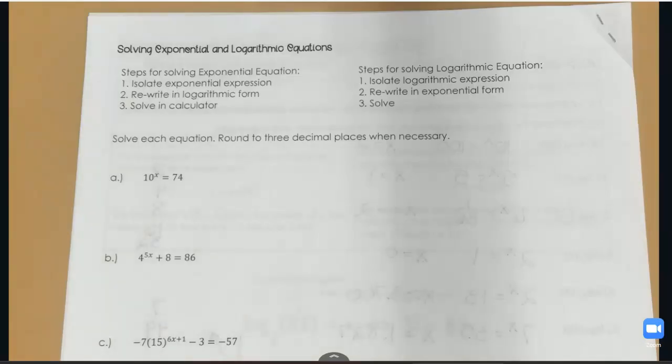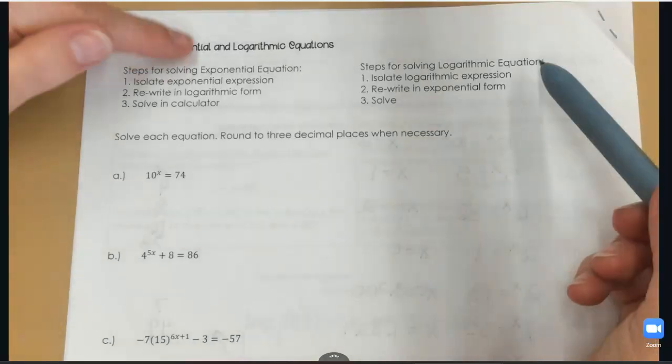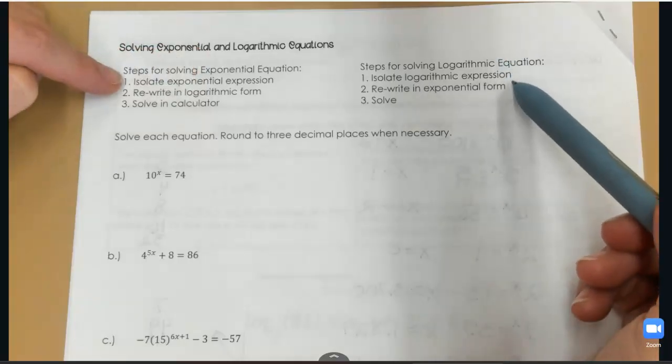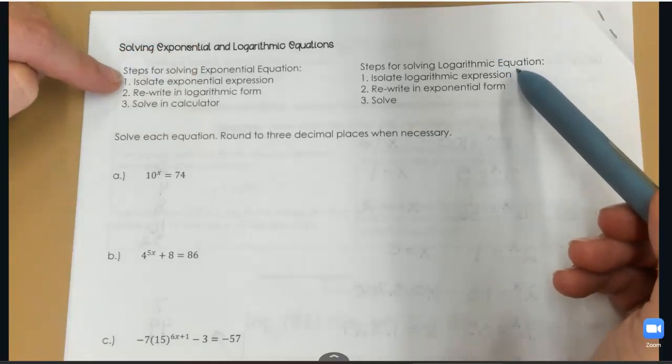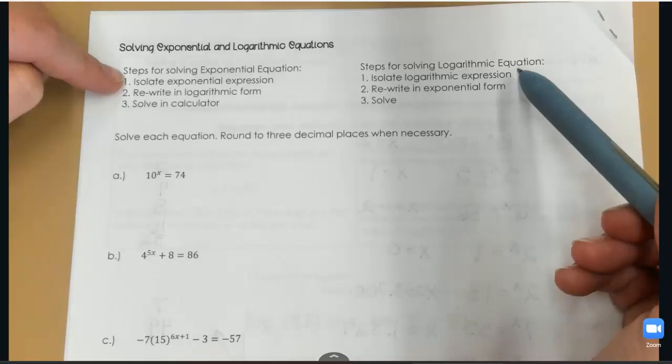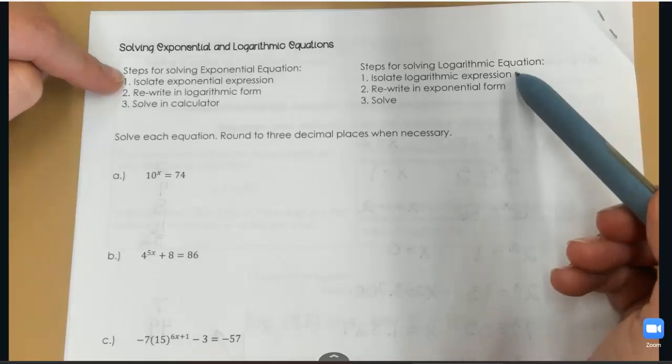Now that we know how these inverse operations work together, we're going to follow similar steps depending on what type of equation you have. Whether it's exponential or log, the first thing you're going to do is isolate your term. So whether it's an exponential expression or a log expression, you will use other inverse operations to undo addition, subtraction, multiplication, or division happening outside of it.